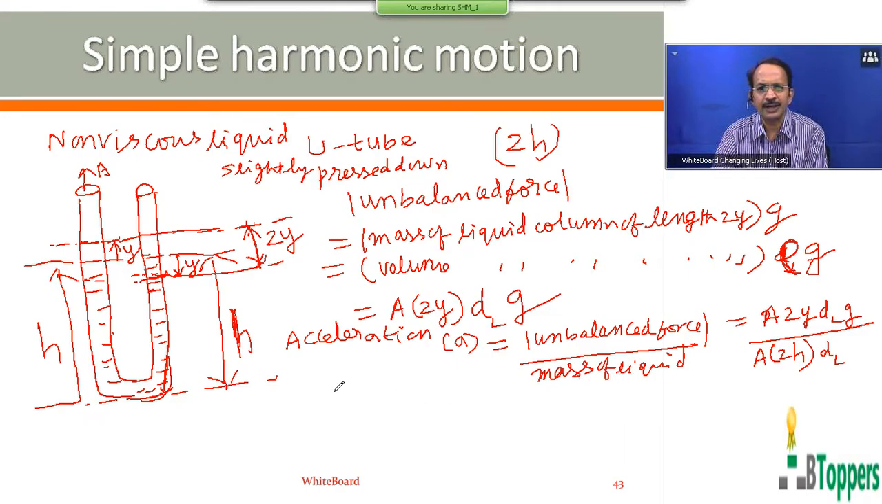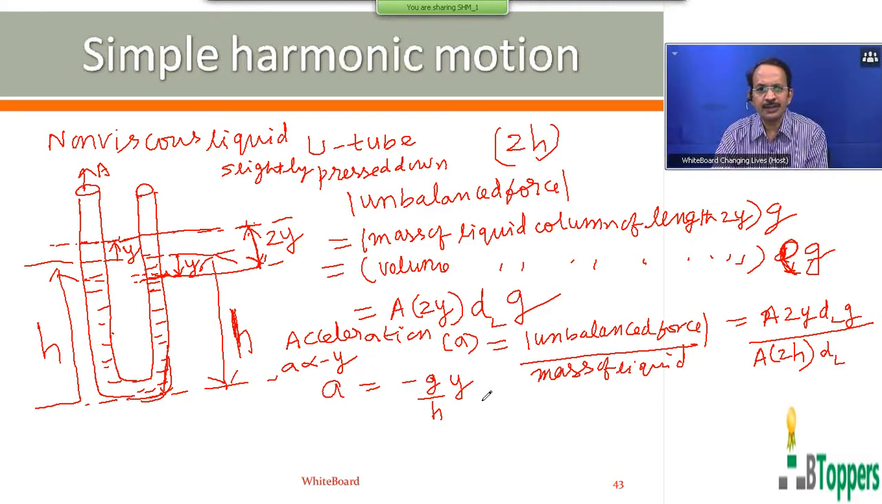So mathematically we can write a equal to minus g by h into y. So the instantaneous acceleration of the particles of the liquid is proportional to the displacement y from equilibrium position and acts opposite to the displacement y from the equilibrium position. Therefore, particles of the liquid perform simple harmonic motion.